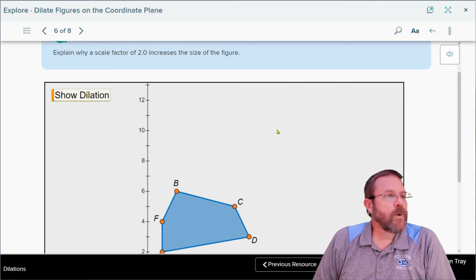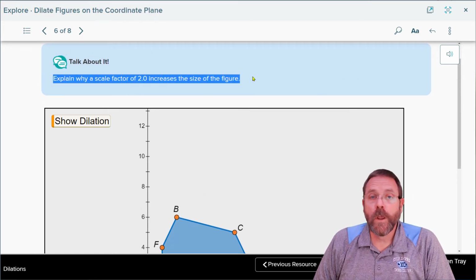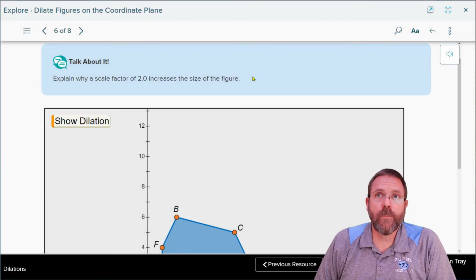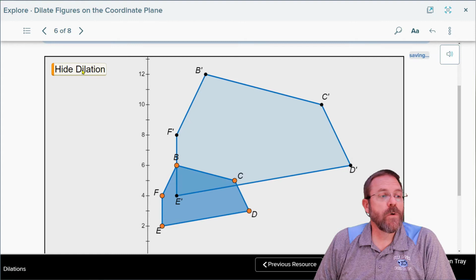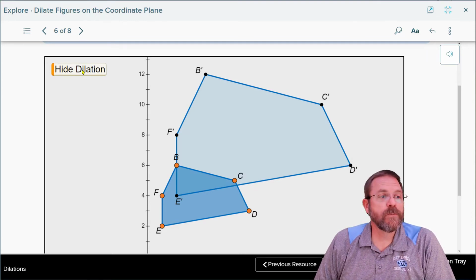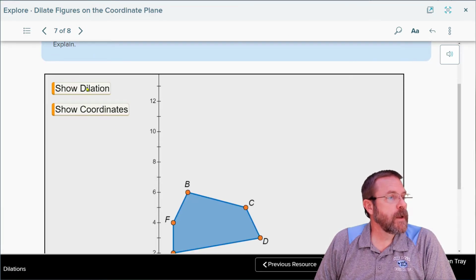Now the same thing is going on with this image, only this time we have a scale factor of 2. 2 is a number greater than 1, so is our new image going to be bigger or smaller? That new image is going to be bigger. Look at that. Wow. It just got a whole bunch bigger, and you would think that that's not necessarily twice the size, but if you followed around the points, let's move on to the next slide here, and we're going to show that dilation again.